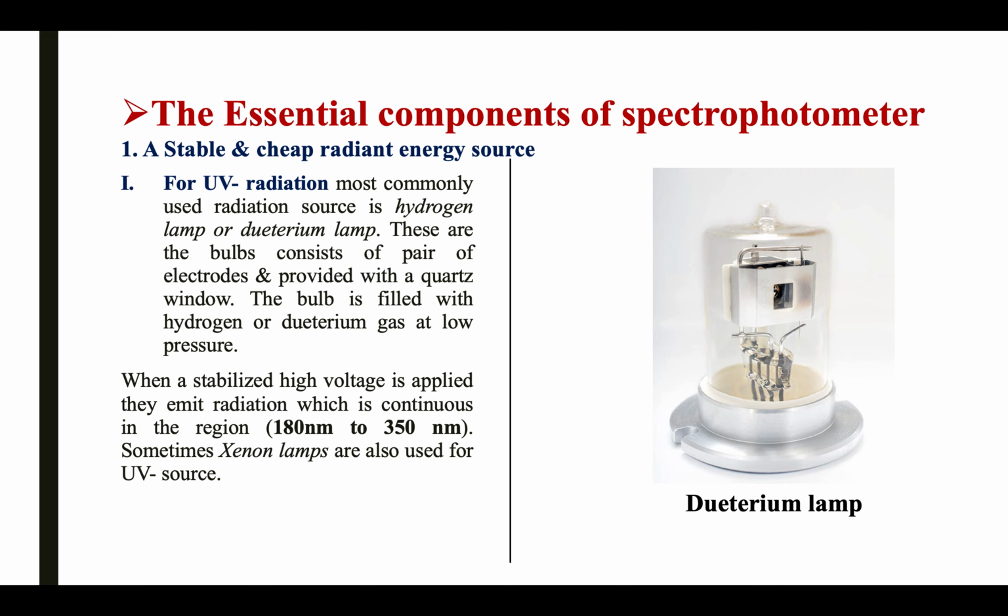When a stabilized high voltage is applied, they emit radiation which is continuous in the region of 180 nanometer to 350 nanometer. This range corresponds to UV radiation, and only in this region is it a continuous source of electromagnetic waves. Sometimes people also use a xenon lamp as the UV source.